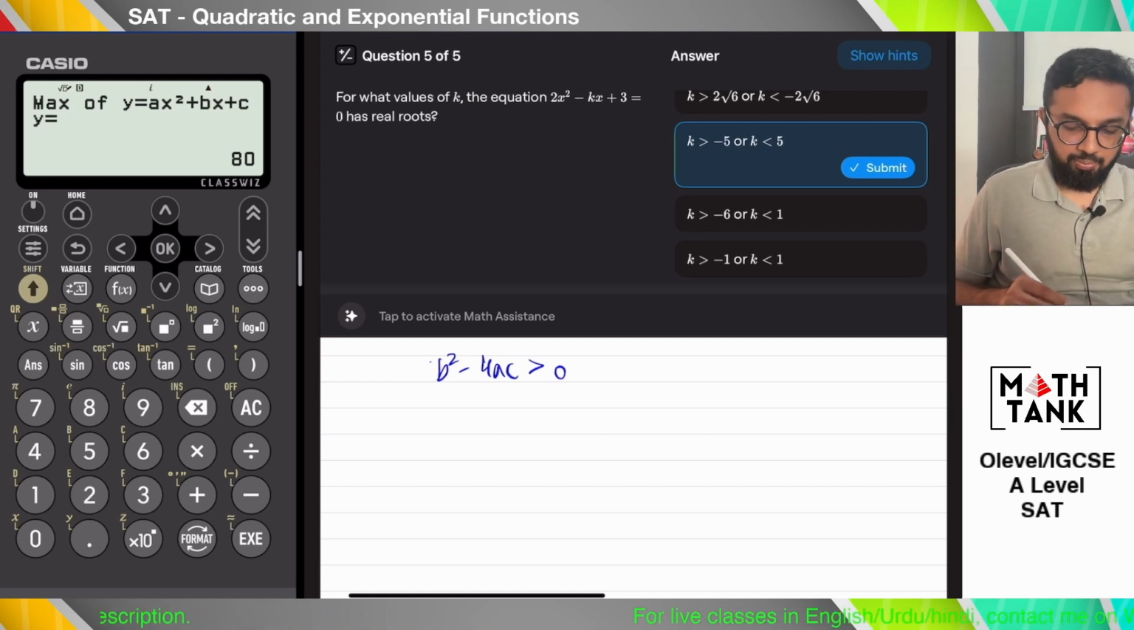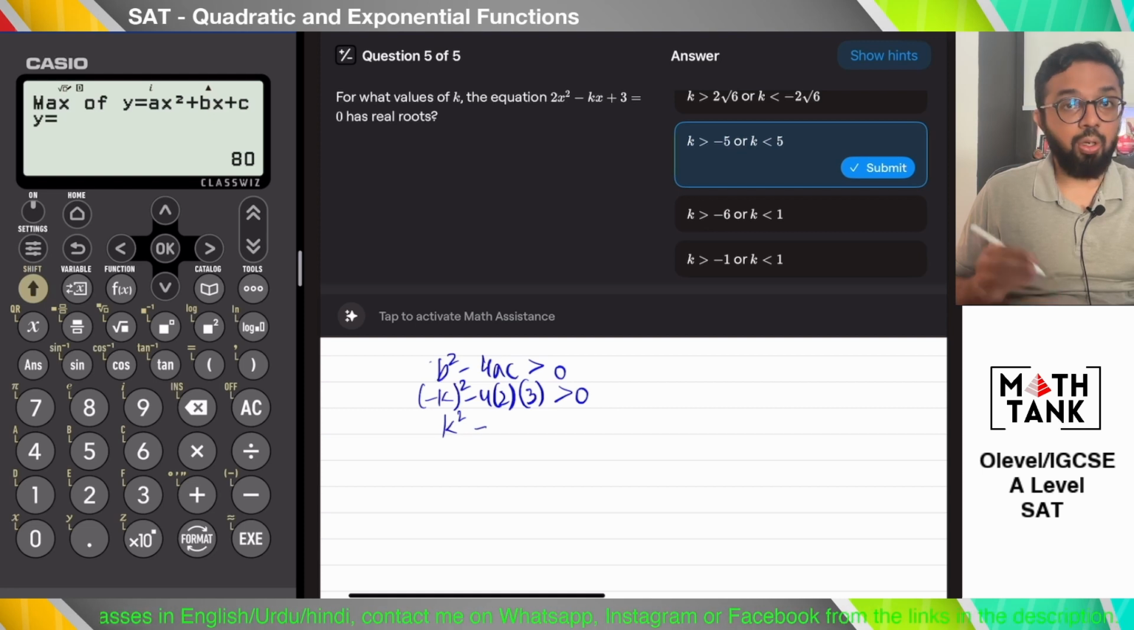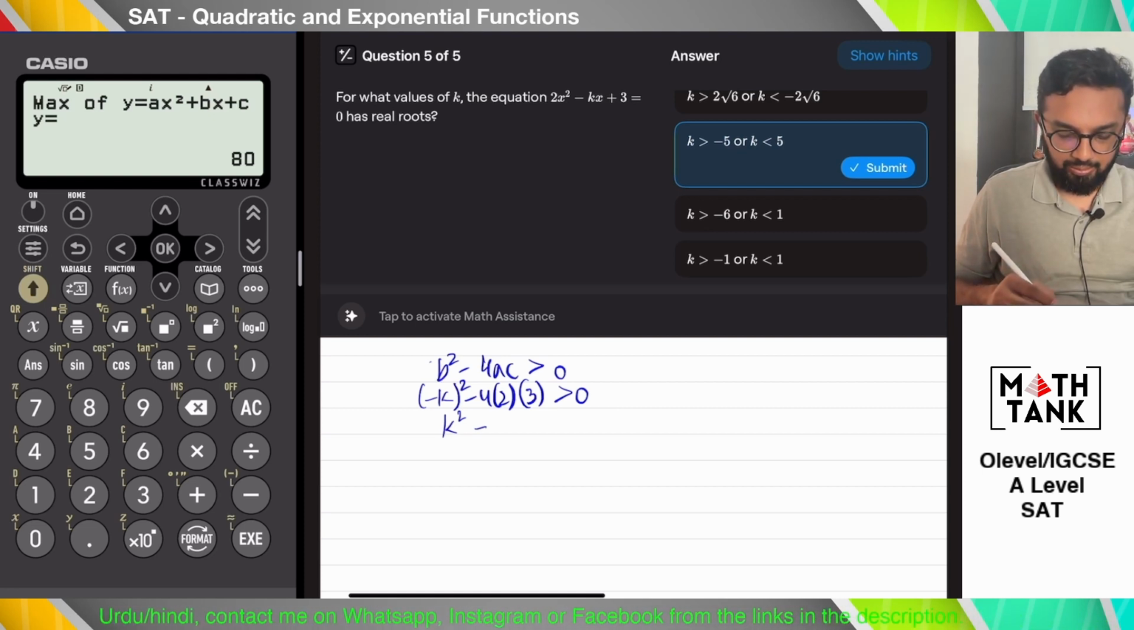Okay, b is minus k, a is 2, and c is 3. If you don't know this concept, you would probably be better off watching the quadratic videos as lectures and then coming back to this. Okay, 4, 3, 12, 12 twos are 24. Okay, is greater than 0.